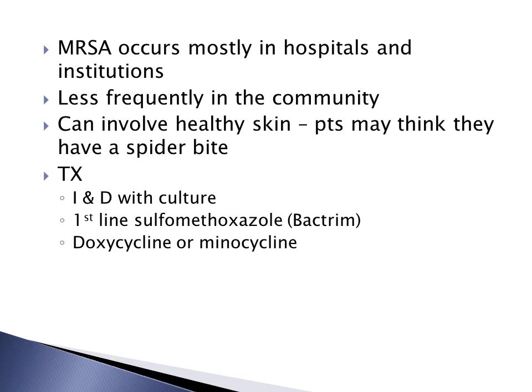If you do use an antibiotic for MRSA, the trimethoprim-sulfamethoxazole, the Bactrim or the Septra, is your drug of choice. And it can be given in a suspension form. Children can take it, adults can take it, and you usually treat them for 5 to 7 days. Your other option would be a minocycline, or even a doxycycline, if they cannot take the Bactrim.